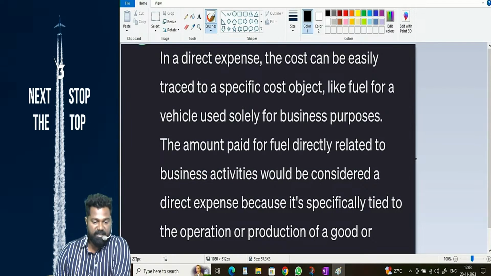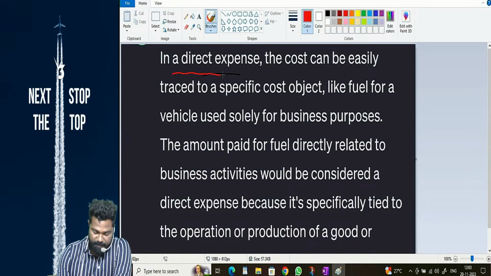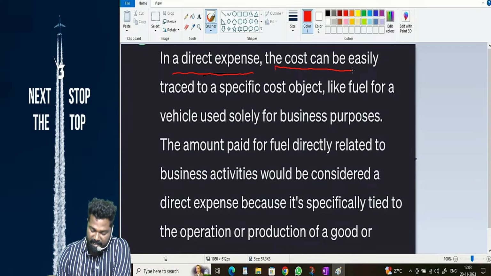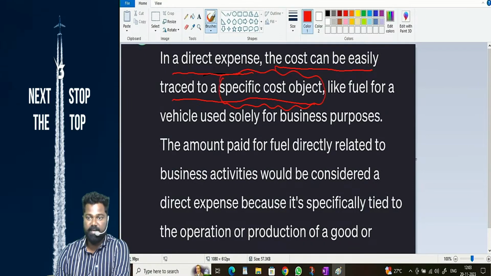Okay, just go through it once. Before going to direct expenses, I just want you to go through this. In a direct expense, the cost can be easily traced to a specific cost object. Are you getting my point?